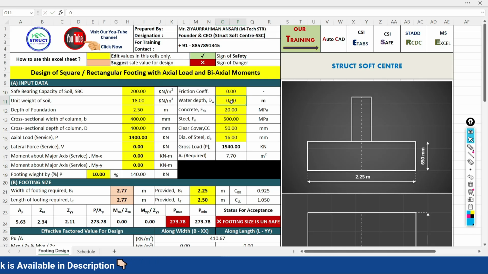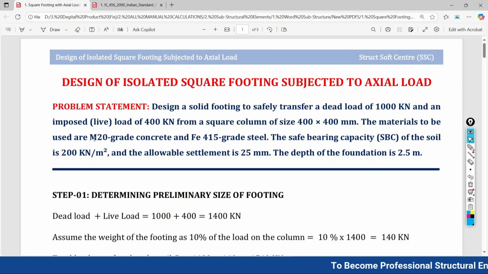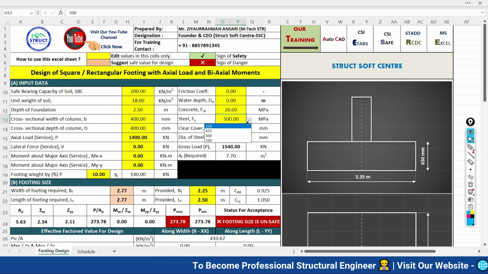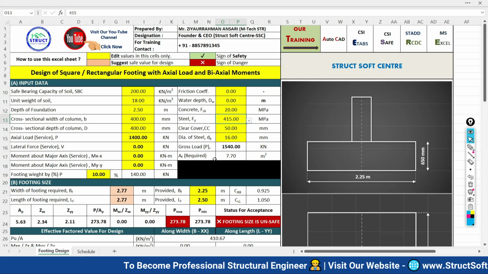Water depth. Is there any water depth? You have to put it as 0. And grade of concrete. We have to consider M20, so put 20. And grade of steel we should consider as Fe415. So we have to take Fe415.